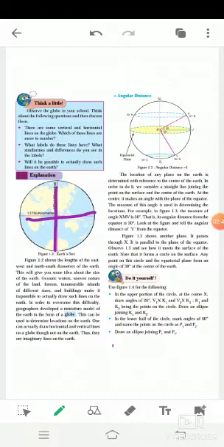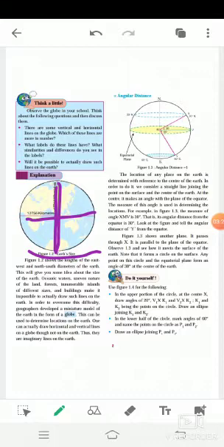Okay, now this is the earth size. It is given in figure 1.2. Figure 1.2 shows the length of the east, west, north, south diameter of the earth. This will give you some idea about the size of the earth. Oceanic water, uneven nature of land, forests, innumerable islands of different sizes and buildings make it impossible to actually draw such lines on the earth.